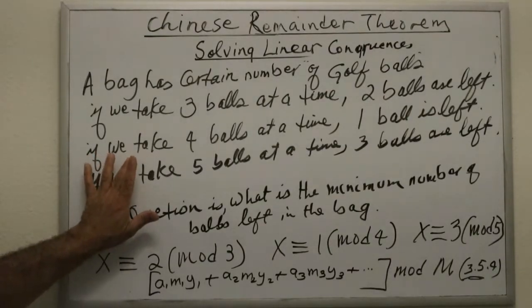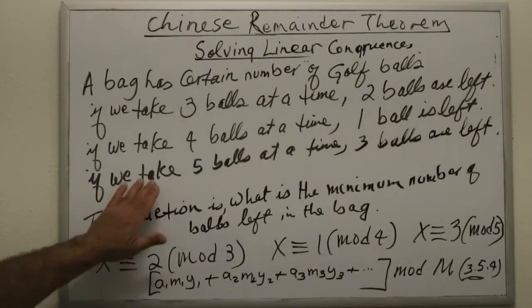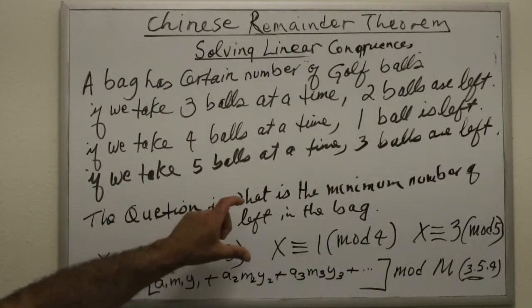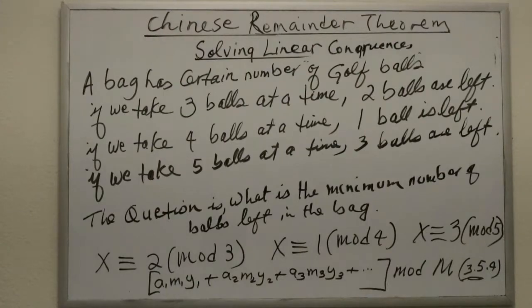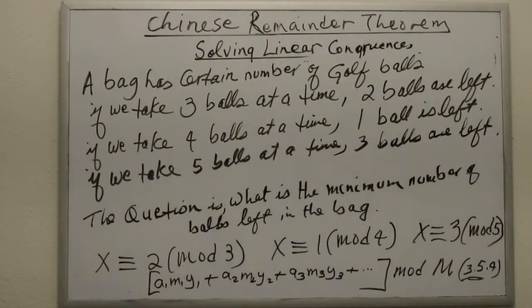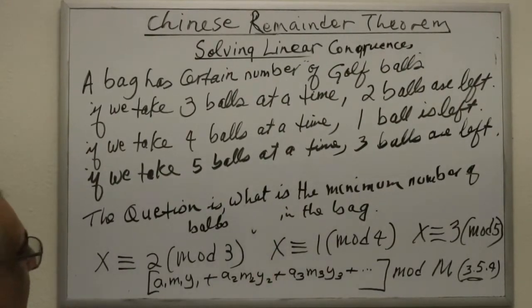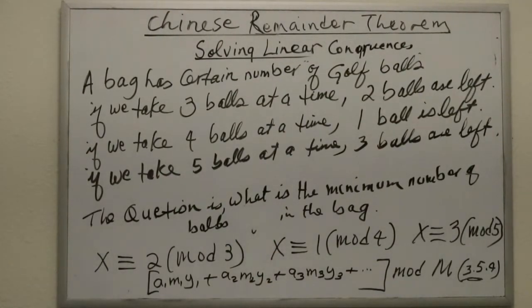The other scenario is that if we take 4 balls at a time, we have 1 ball left in the bag. So you see of all these balls in the bag, when we take 5 balls at a time, we have 3 balls left. So the question is, what is the minimum number of balls in the bag? So how many balls are in the bag? So how do we figure this out? How many golf balls are in the bag?